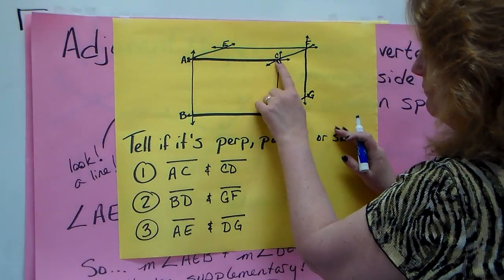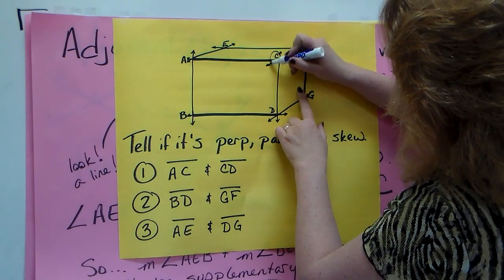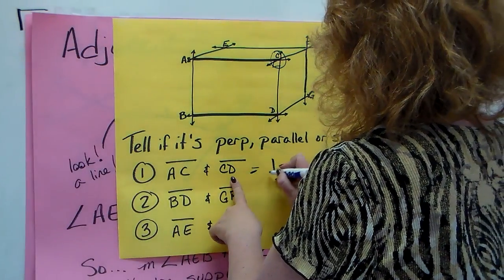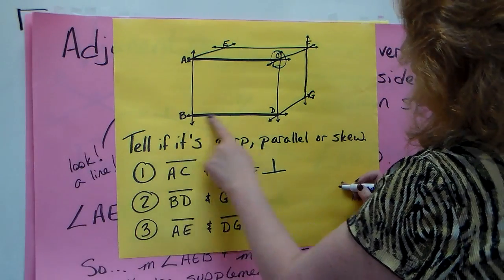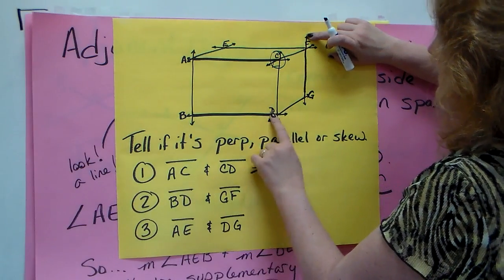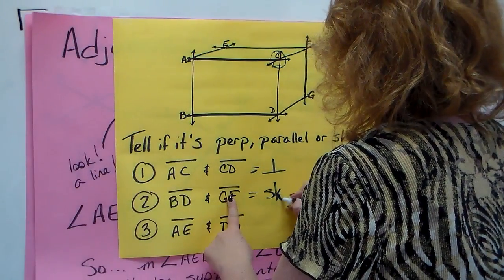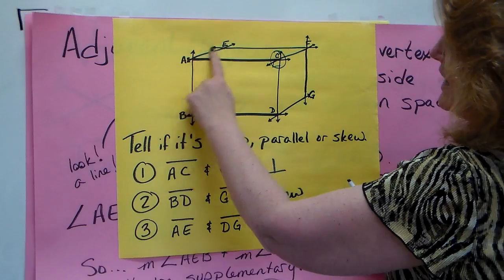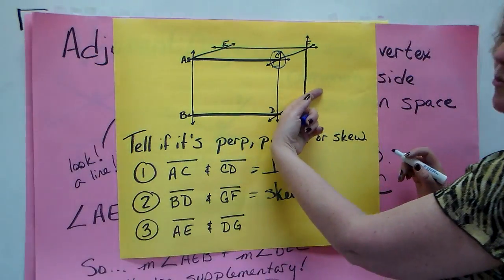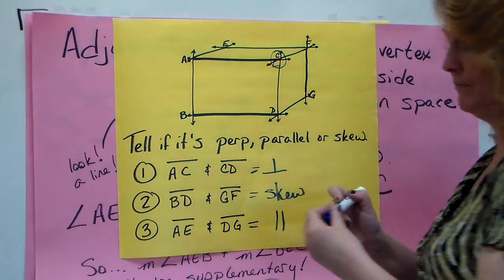Line AC and line CD meet right here at a 90-degree angle. So these two lines are perpendicular. Line BD and line GF, these lines are not in the same plane and they will never meet. These lines are skew. Line AE and line DG, these are going in the same direction and will forever and always. These lines are parallel.